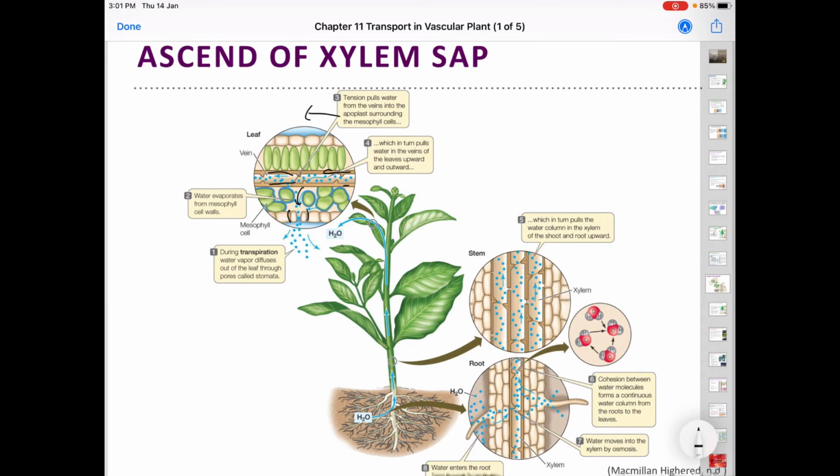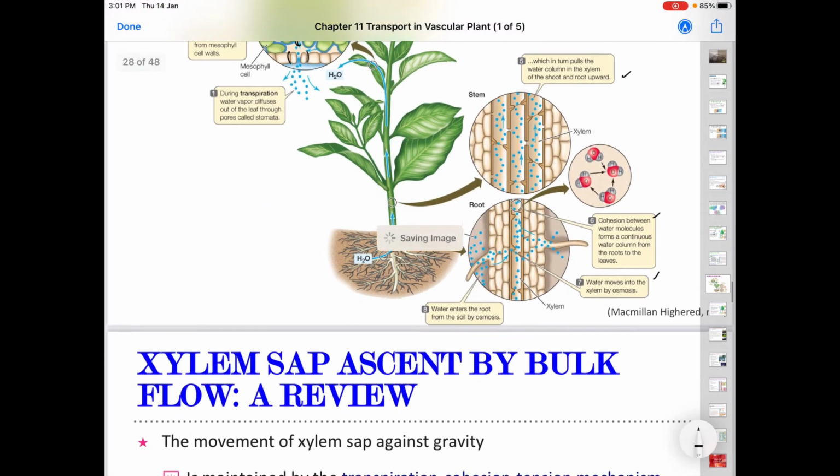The apoplast is the pathway of water through the cell wall and through the intercellular spaces, and also through the dead vessels like vessel elements and tracheids. So that is the pathway of the apoplast, which in turn pulls the water in the veins of the leaf upward and outward. Okay, so this is another description. So just read this up and try to understand.